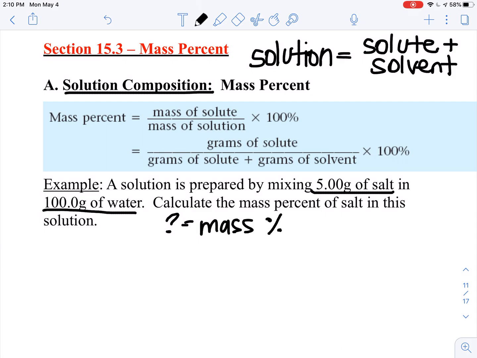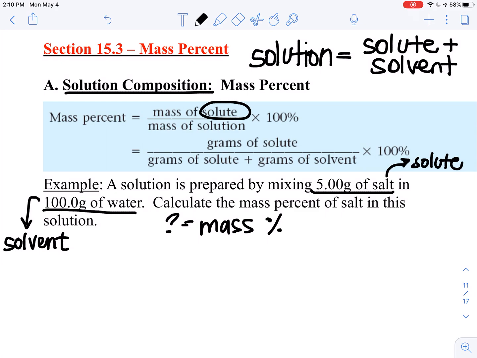So how do you know which one is the solute and the solvent? Because the solute is what goes in the numerator. So this is a quiz question, I'll tell you that right now. The solute is always the smaller amount. The solvent is always the larger amount. So in this case, the 5 grams would be the solute, and the 100 grams would be the solvent. And it's important that you're able to identify that.